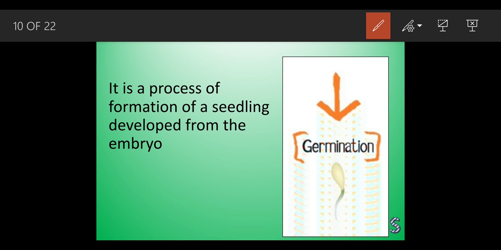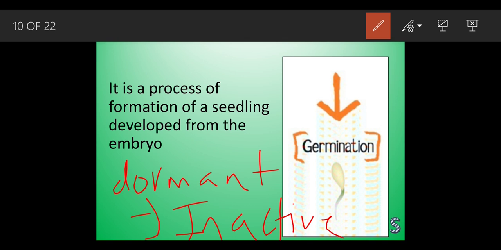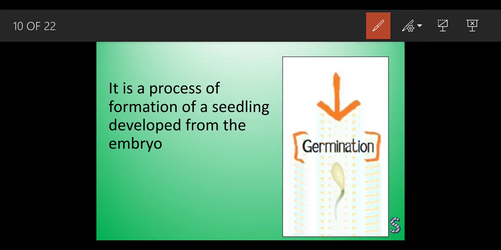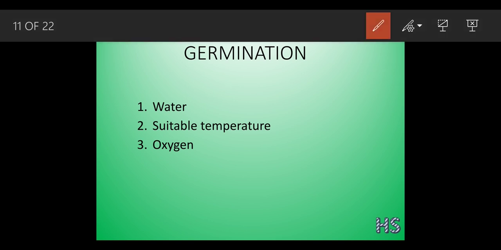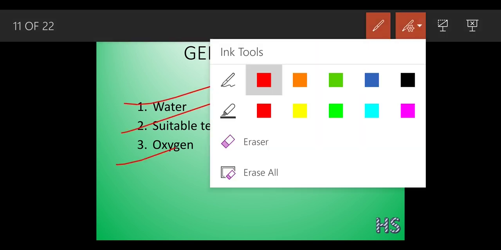So how does this seed germinate? Now a main question arises. The seed was in a dormant state. What do you mean by dormant state? Dormant means inactive state. So how did this seed become active? There are some conditions that are necessary for germination. Let's discuss them. They are water, suitable temperature, and oxygen. The first is water.